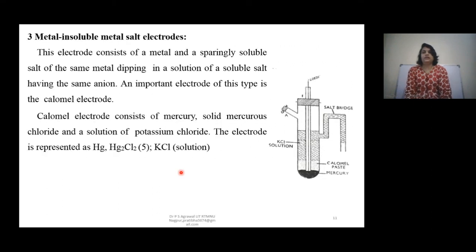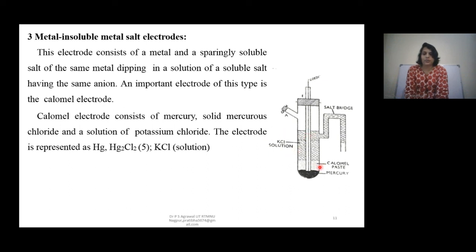Now the metal, insoluble metal salt electrolyte. That means we have to dip the metal in its insoluble metal salt. The electrode consists of the metal and a sparingly soluble salt of the same metal, for example Hg2Cl2. So Hg dipped in Hg2Cl2 is the calomel electrode, the best example of this type. It can be easily set up in the laboratory.